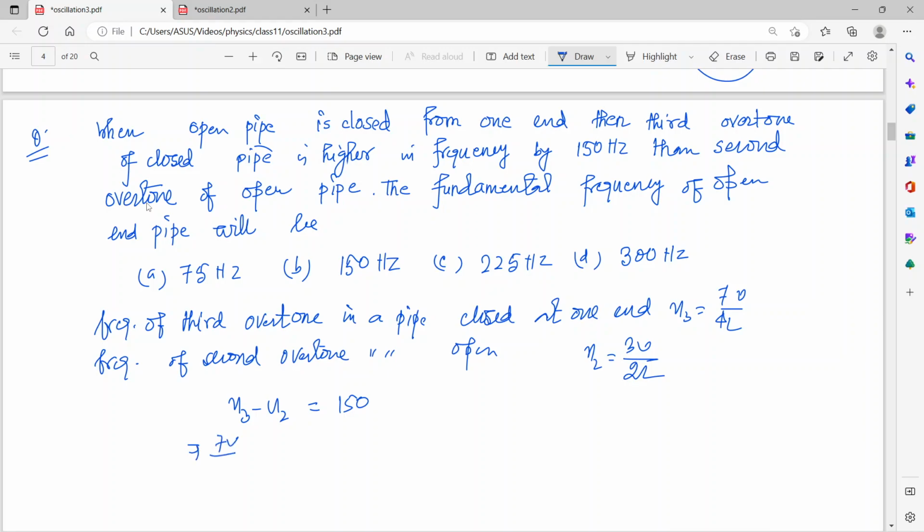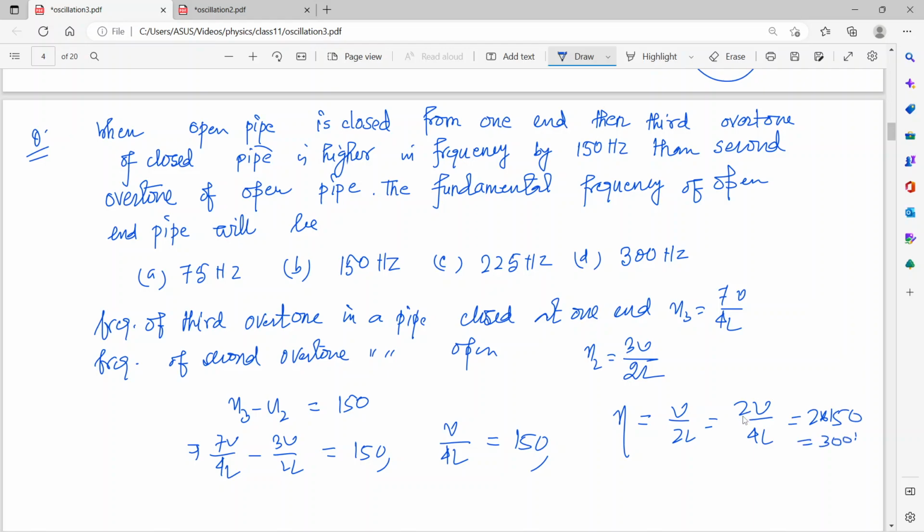So this is 7V by 4L minus 3V by 2L equals 150, or V by 4L is 150. So the fundamental frequency of the open pipe, that is V by 2L, that means 2V by 4L, I can write like that. So 2 into 150, that means 300 Hertz. So this is the question.